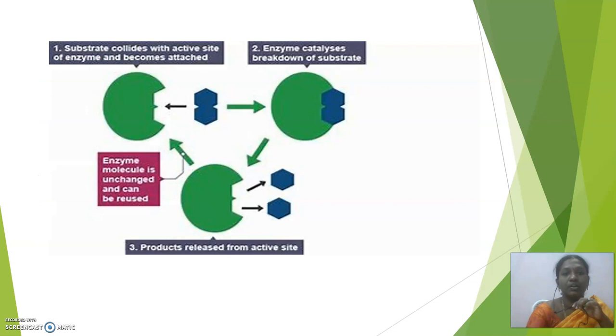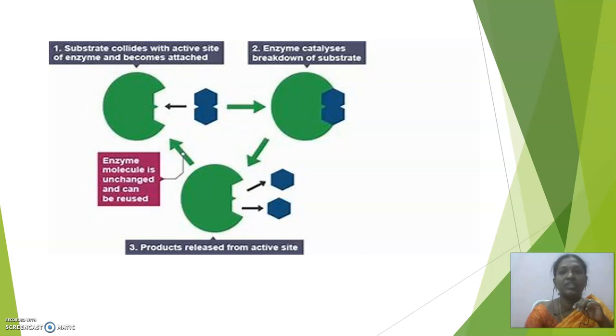This is the diagram which explains how enzymes play an important role in the process. First, the substrate collides with the active site of the enzyme and becomes attached. What is the substance in that reaction that we are going to break down? That substance goes and attaches with the enzyme. Substrate denotes that substance, the one we are going to break down.